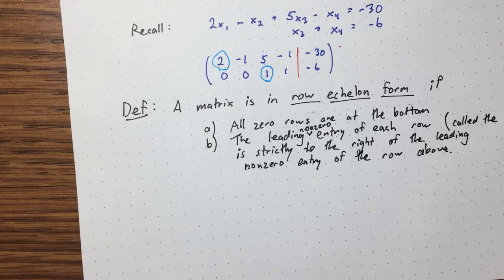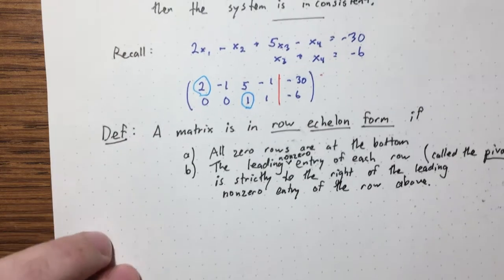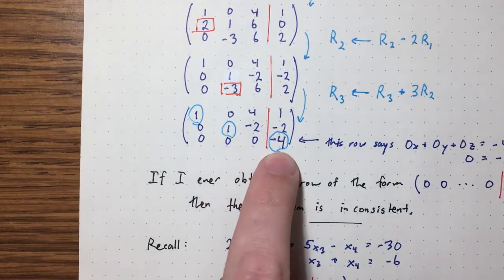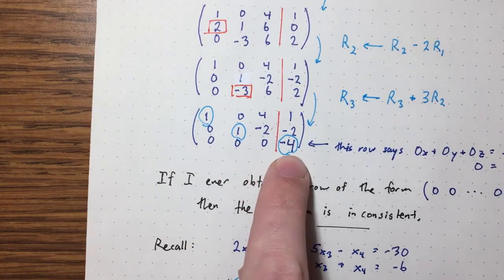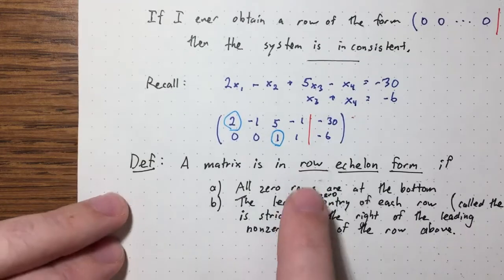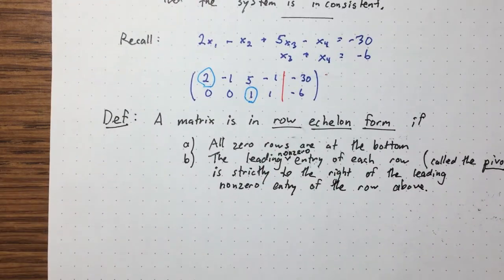Okay, is echelon form unique? That's a good question. Given any matrix, can we find a unique echelon form? Well, no, of course not, right? Because look at this one. I could have just multiplied this row by something else, and turned that -4 into anything that I want. So row echelon form is not necessarily unique.